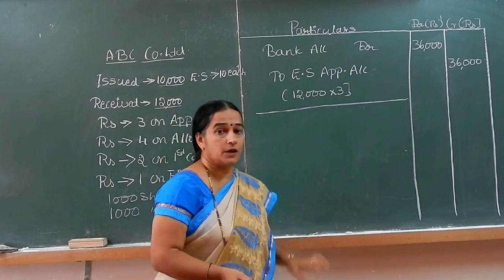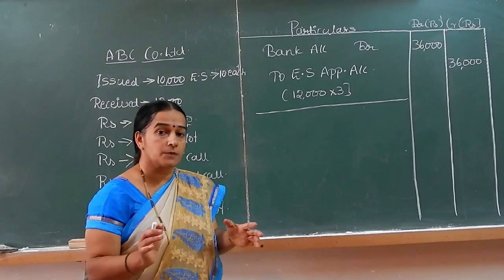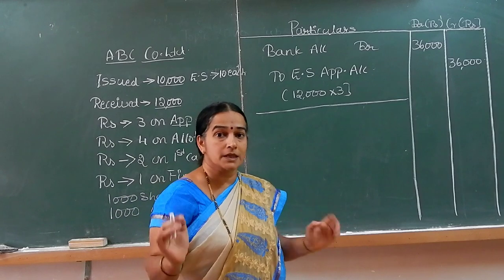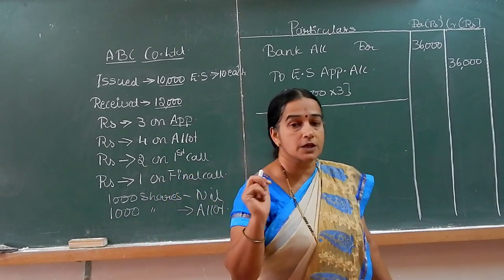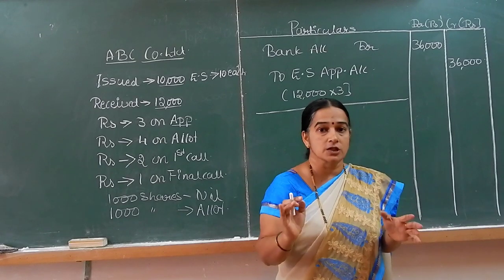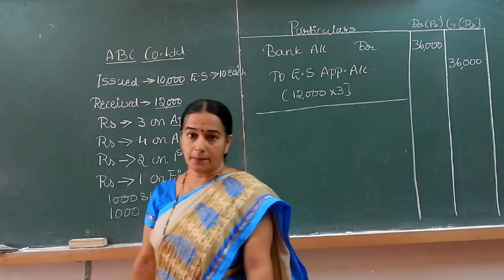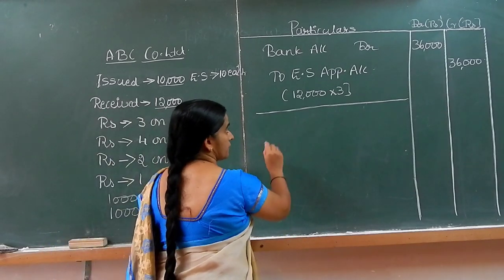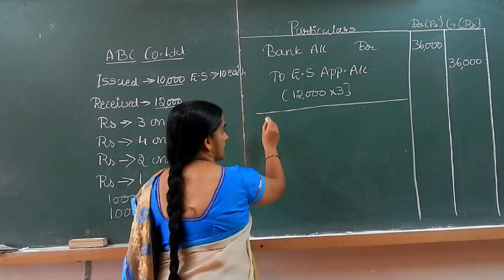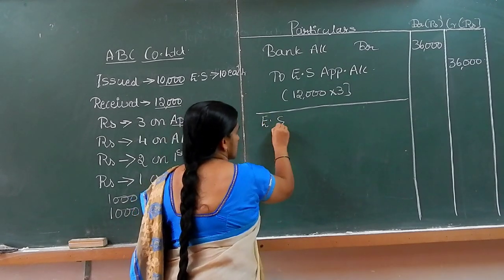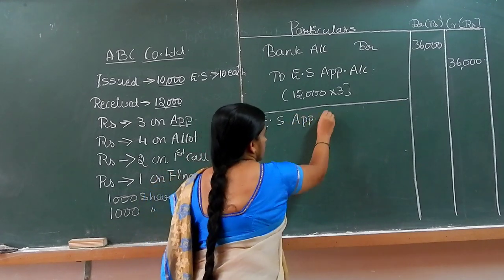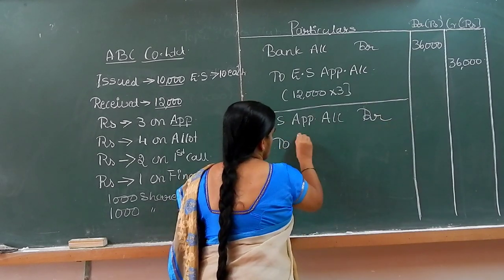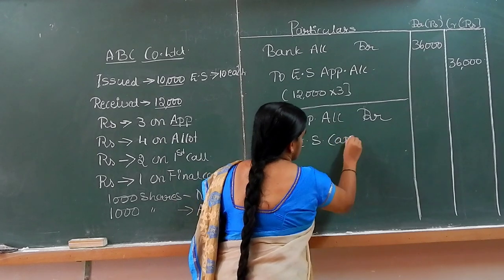Next, the application money will be transferred to which account? That is the equity share capital account. Why does it have to be transferred to the equity share capital account? Because application money is part of share capital. So what is the journal entry for transferring the application money to share capital? Equity share application account debit to equity share capital account.